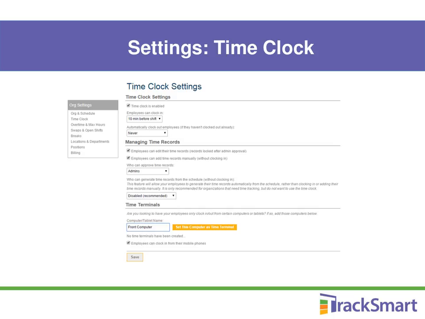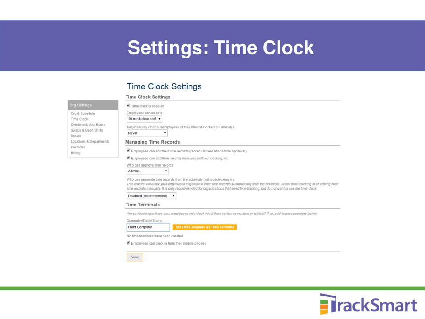Now, our time terminal section is one that a lot of members like to use because they want to go ahead and have a specific time station where their employees can clock in, whether it be a desktop, a laptop, or a tablet. All you have to do is log into your account from that desktop, tablet, or laptop, enter a name, and click on the button which says set this computer as the time terminal. What's going to happen is that your IP address will be saved, and then the employees can only log in from that computer, laptop, or tablet.